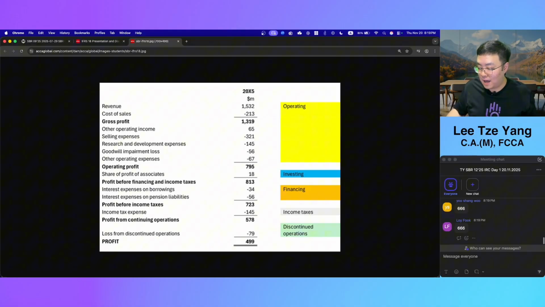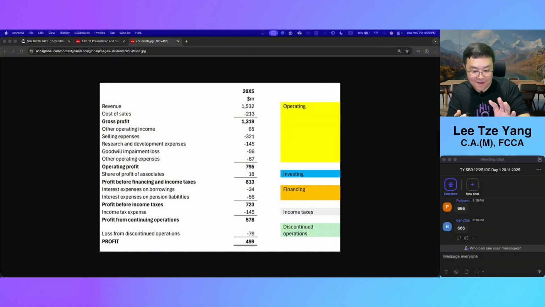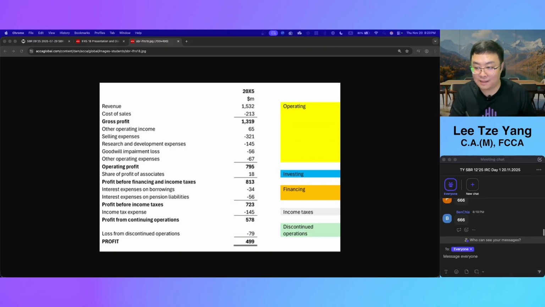Now, everyone, I would like to tell you more about these 3 categories. How do we classify them? And I will give you more examples, even more than what I taught you in the September sitting, so that when you go to the SBR exam, you will be able to apply this very confidently. Okay, the first thing that you need to know.